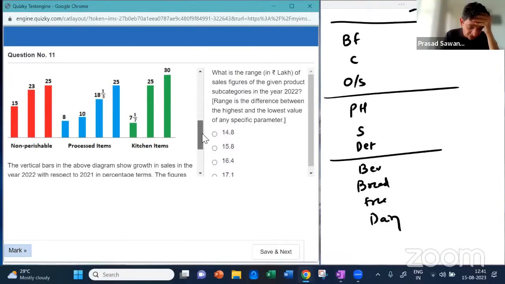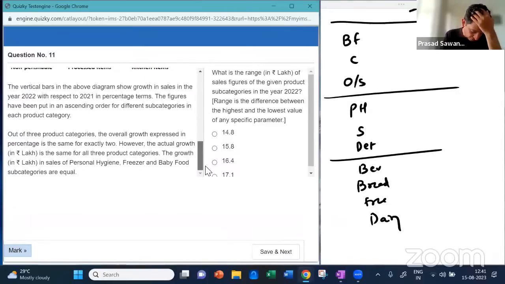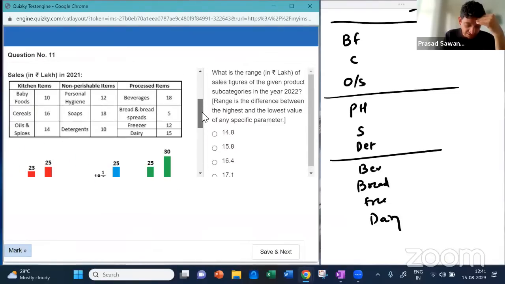किसका 25% था? Sorry, processed and non-perishable में ना. Non-perishable में it was personal hygiene and processed में freezer, I think. Yeah, personal hygiene was 12, freezer was 12. Both of them should have grown by 25% and should have become 15.